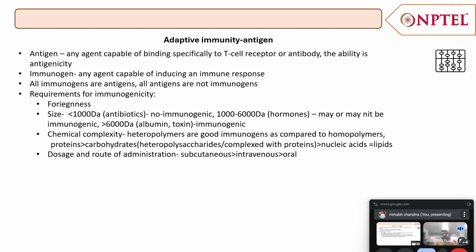Now, moving on to the important concept of the antigen. Okay, so we just now discussed the epitopes. Now, we have two terms, that is antigen or immunogen. Antigen is one that is capable of binding specifically to a T cell receptor or an antibody. Any molecule that can bind to the T cell receptor or antibody is termed an antigen, and the ability of binding to these two molecules is known as antigenicity.